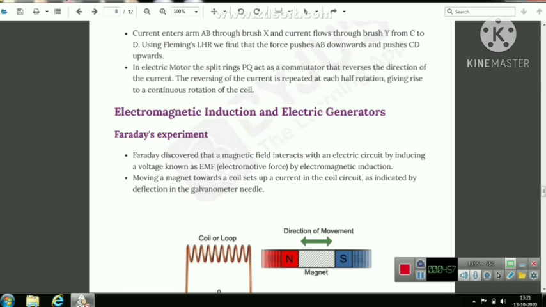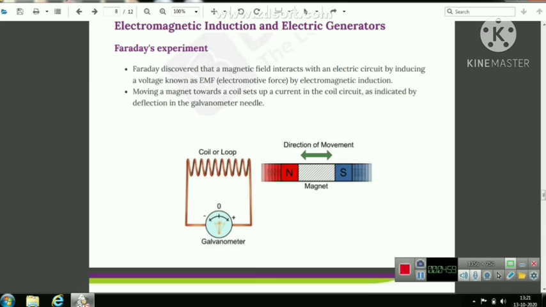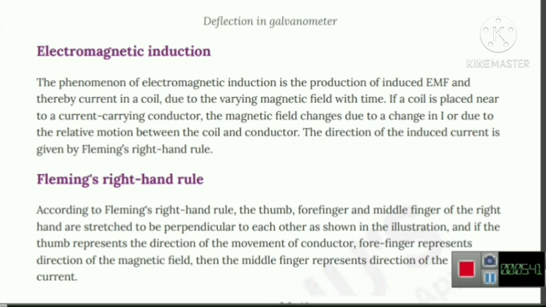Here you can easily see that if we keep a galvanometer in the coil or the loop of a current carrying conductor, and if we take this bar magnet near this conductor, then it experiences a force that is called electromotive force due to electromagnetic induction. Electromagnetic induction is what we will see.